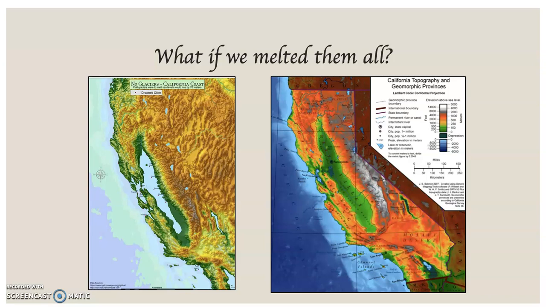If you look at the right-hand side, you can see the way California looks today. Then compare that to the left-hand side, no glaciers, and what would happen with the California coastline.